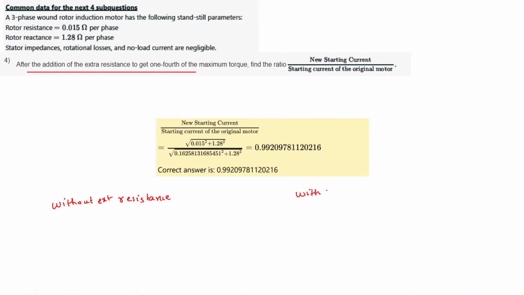With R external. Because this is a simplified circuit diagram, I have neglected the stator impedances and magnetizing reactance. So this is R2 dash by S, jX2. Slip is equal to 1 at starting, because this is both at starting.